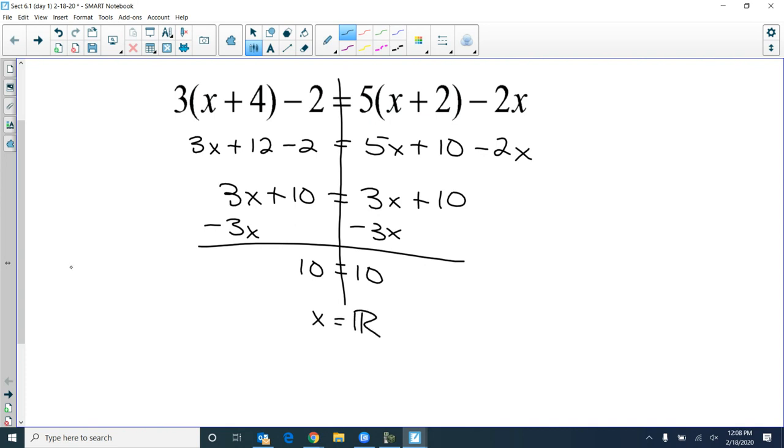Well, this equation has a name. We call it an identity. An identity is an equation in which the answer is all real numbers. Everything will work. We are going to do trig identities today. Okay, trig identities. And on that sheet I gave you, it says trig identities, relationships, and formulas.